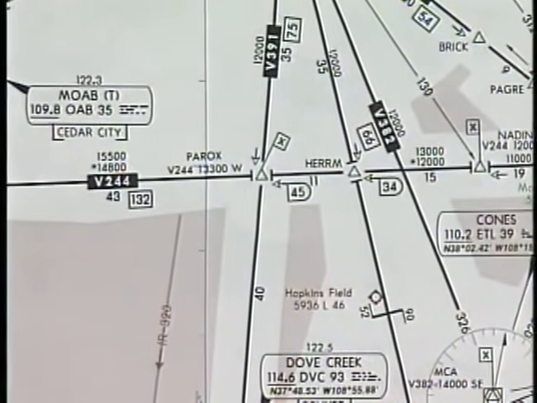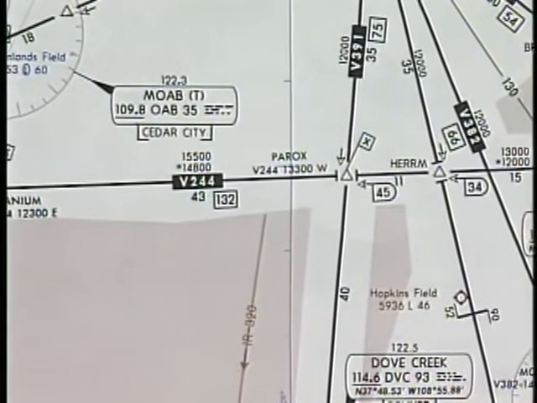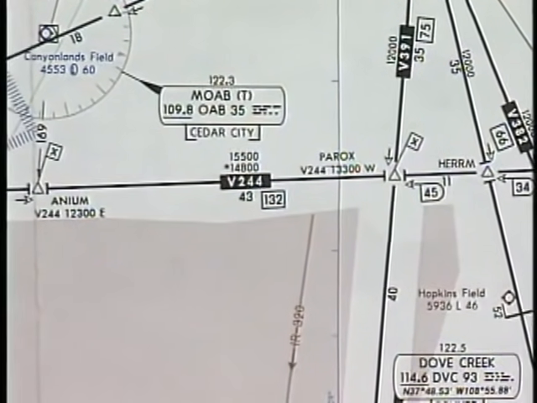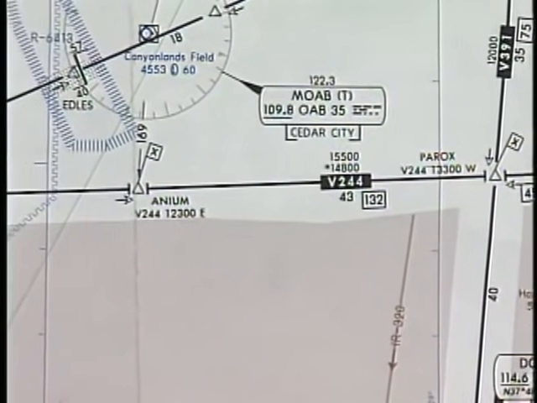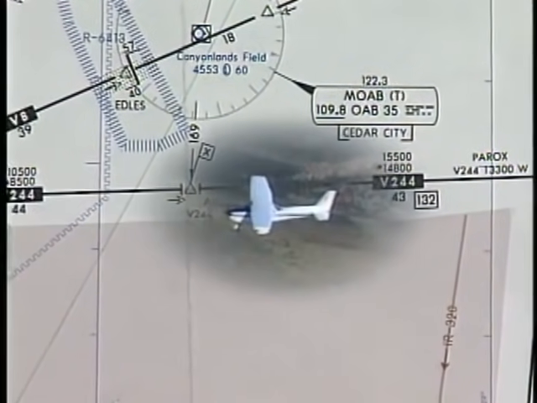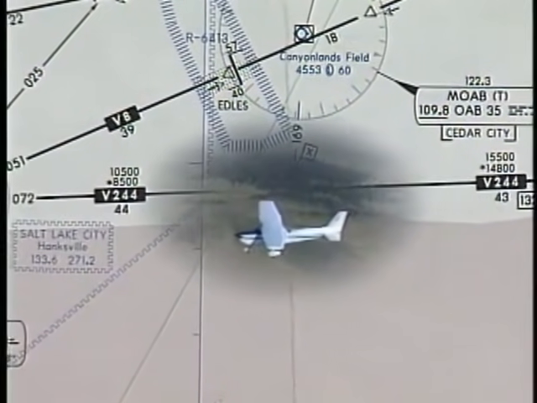En route and area charts contain a vast amount of essential data. Since chart space is limited, much of the information is coded, to minimize clutter and conserve space. As you become more familiar with the format, you'll find that you can locate the necessary information easily.